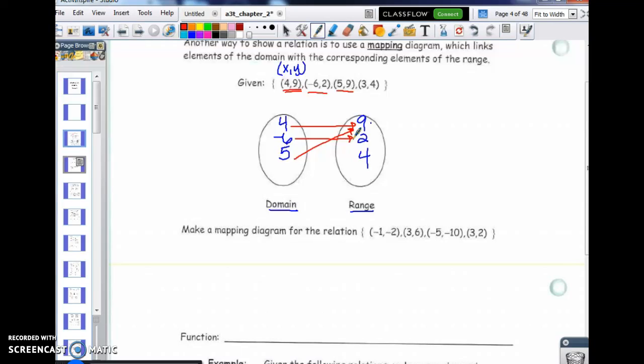And 3 goes to 4. Whoops, we forgot our 3 here. 3 goes to 4. So we see how all those get mapped there. We had to list our values 4, -6, 5, and 3. And then 9, 2. We already had 9 listed, and then 4 there. And then we just use arrows. Let's take a look at our next one here.